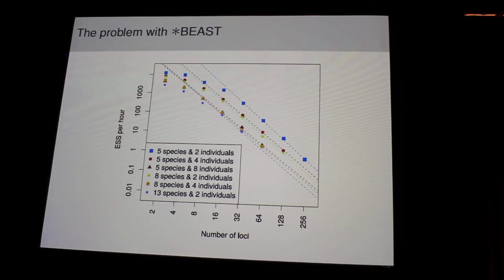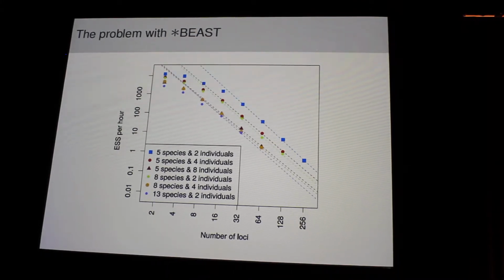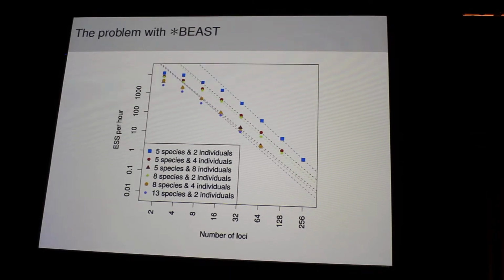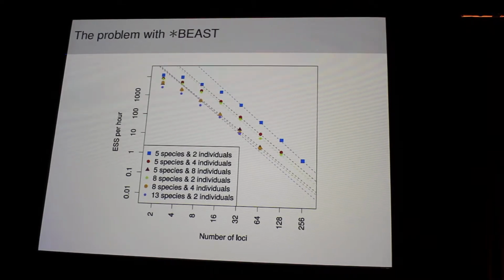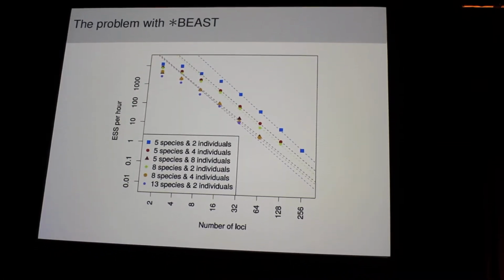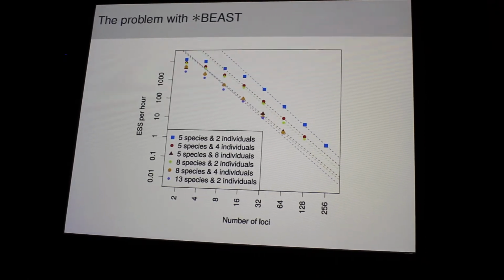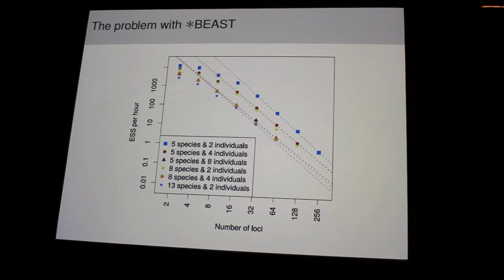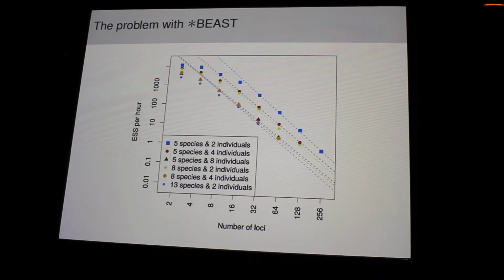So as next-generation sequencing has appeared, people have been collecting more and more loci to do their phylogenetic inference. And this has highlighted an issue with StarBEAST. The issue is that as you increase the number of loci in your analysis, StarBEAST scales pretty poorly in performance. You can see here that for every time you double the number of loci, the number of independent samples you're collecting per hour decreases by about 6-fold. And that's regardless of the number of species in your tree or the number of individuals for each species.